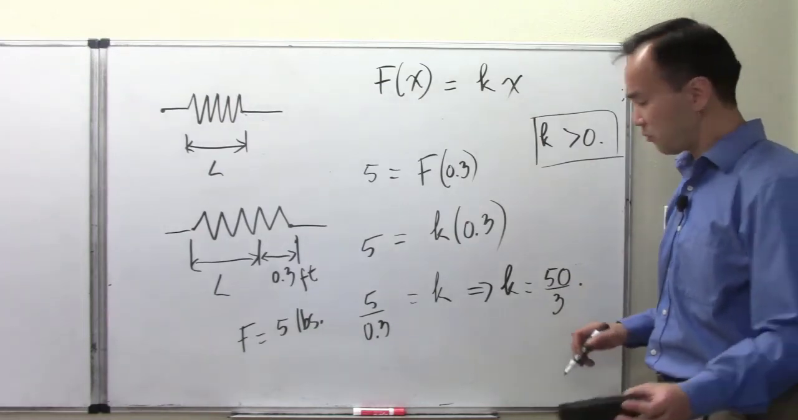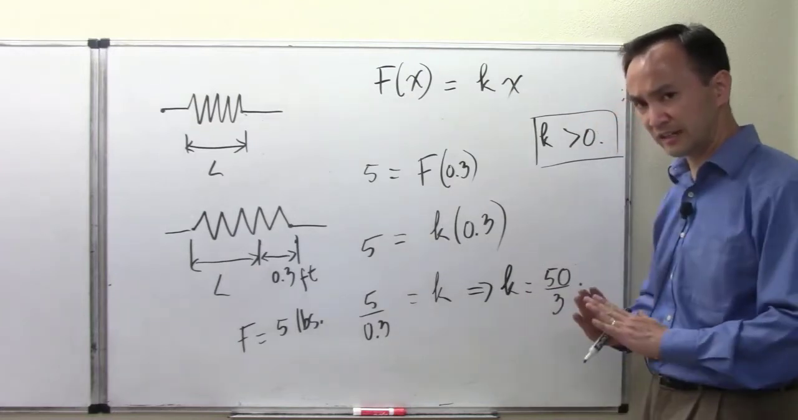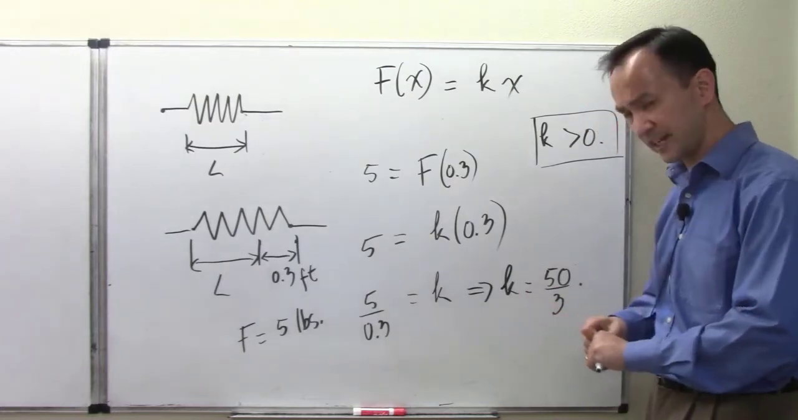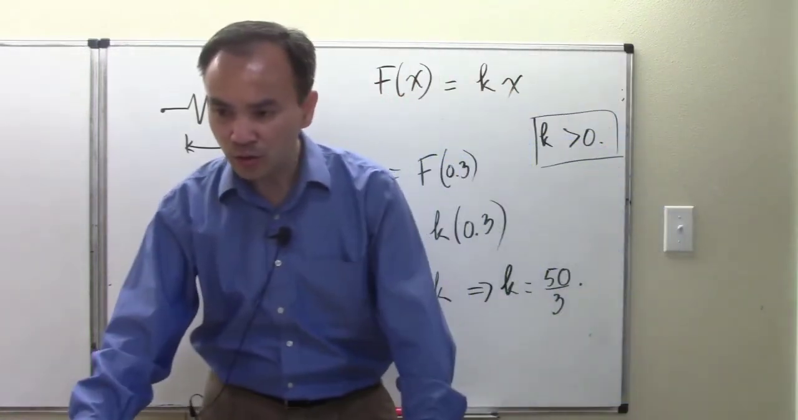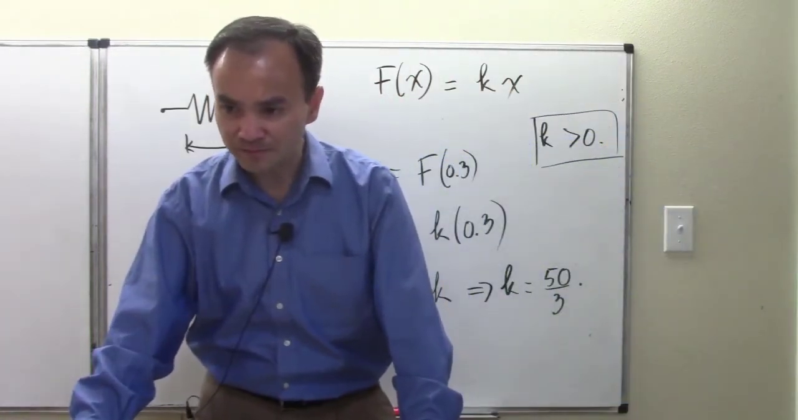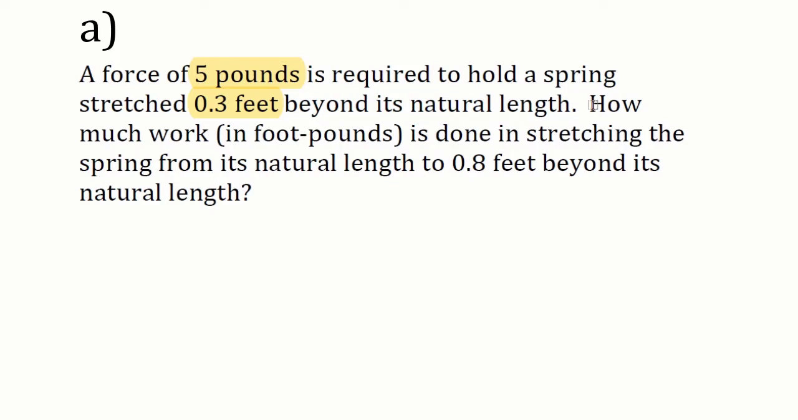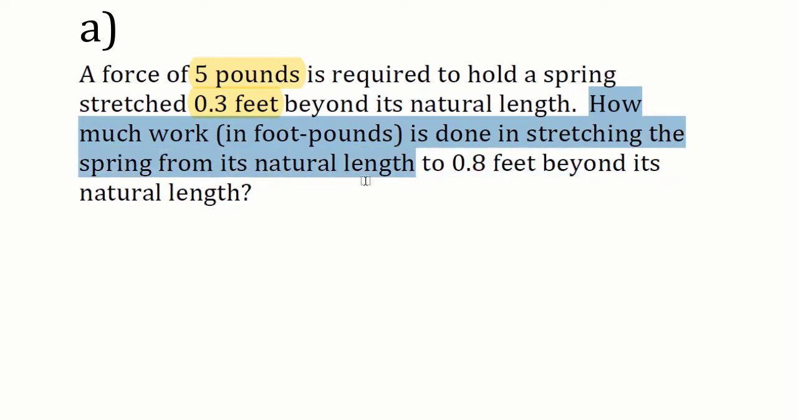Now that I have the spring constant and have a little better understanding about the spring, let's look back into the wording of the problem one more time. The question is getting directly into how much work in foot-pounds is done in stretching the spring from its natural length to 0.8 feet beyond its natural length. And so now, how much work?